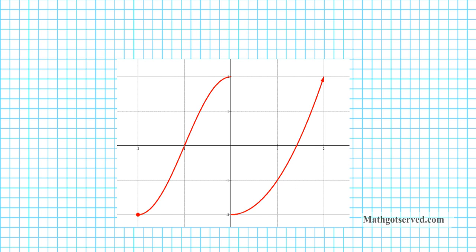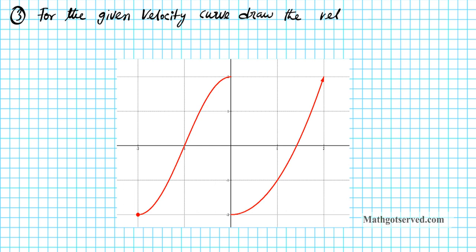Alright, let's take a look at question number 3. So for problem 3, the instructions are as follows. It says for the given velocity curve, draw, or basically sketch, the related acceleration curve on the same axis.